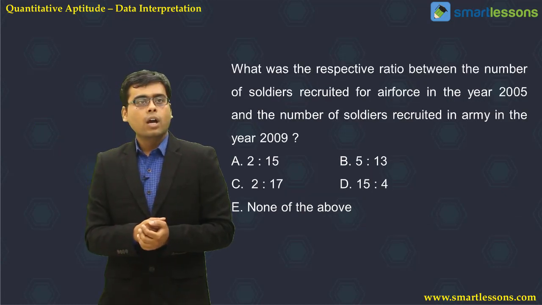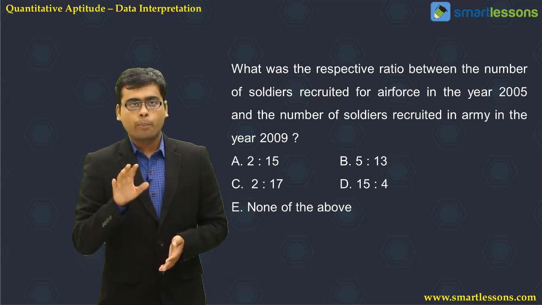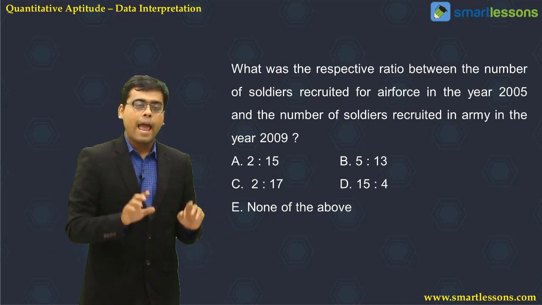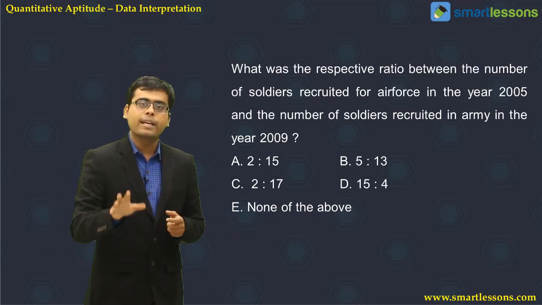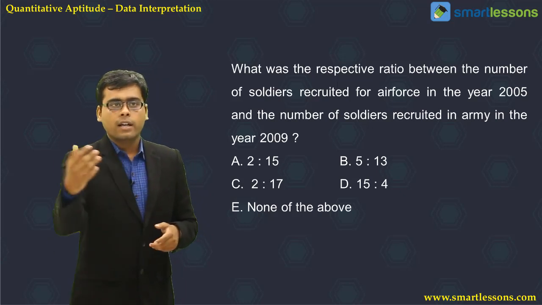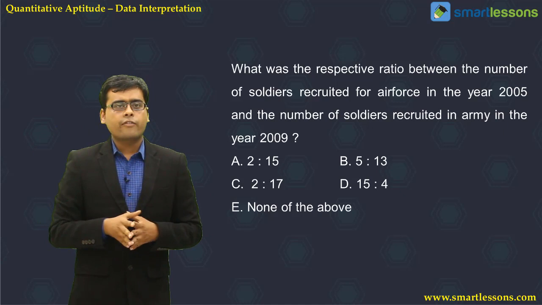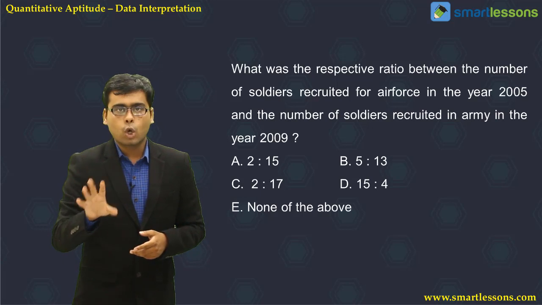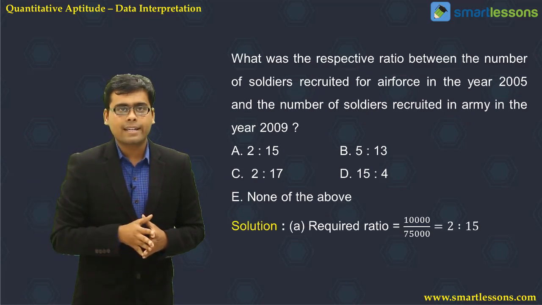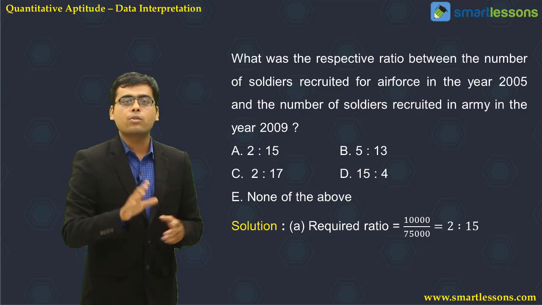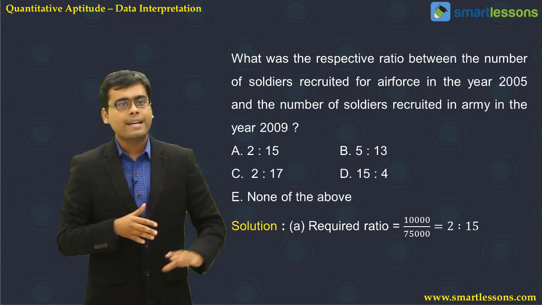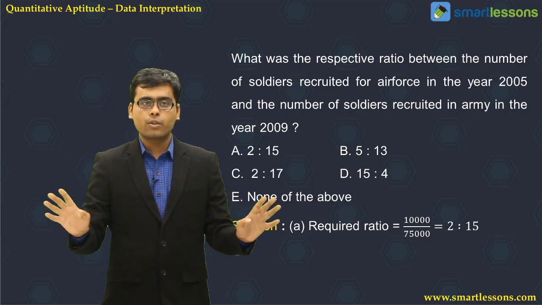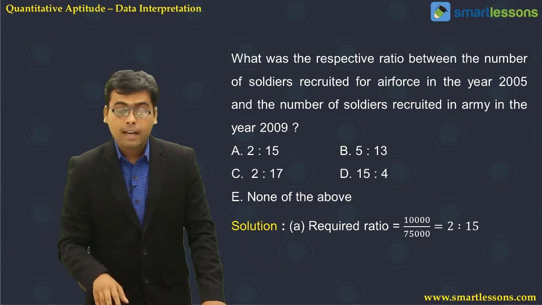Next question. What was the respective ratio between the number of soldiers recruited for Air Force in the year 2005 and the number of soldiers recruited in army in the year 2009? Now, in the year 2005, the Air Force recruited 10,000 soldiers, and in the year 2009, Army recruited 75,000 soldiers. So the required ratio must be 10,000 by 75,000, and that is, after simplification, 2:15. It means option A is the correct option.